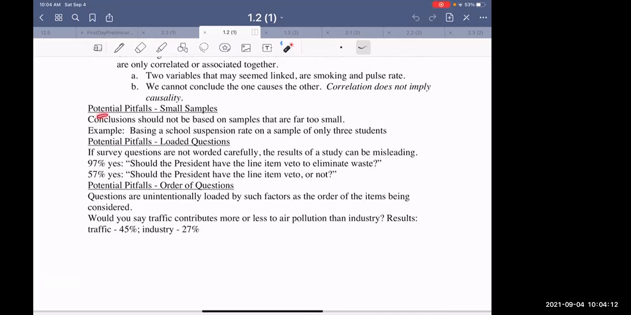More potential pitfalls: if your sample is too small. If you have a sample that's too small, then you cannot base conclusions on this, such as basing a school suspension rate on only a sample of 3 students. This is done a lot with rare diseases. Unfortunately, with a rare disease, you don't have a lot of things to go with. And because of that, your conclusions might be incorrect.